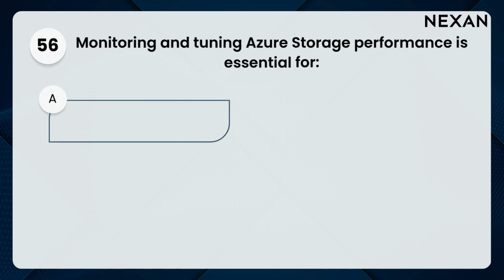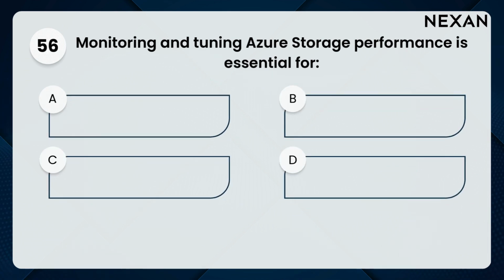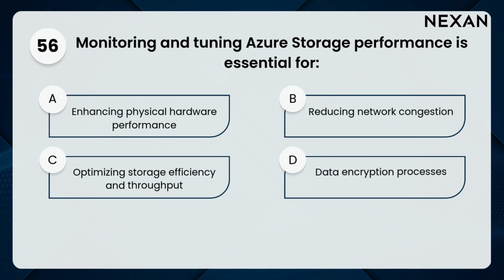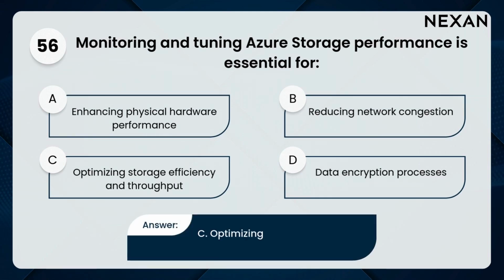56. Monitoring and tuning Azure Storage performance is essential for A. Enhancing physical hardware performance. B. Reducing network congestion. C. Optimizing storage efficiency and throughput. D. Data encryption processes. Answer C. Optimizing storage efficiency and throughput.